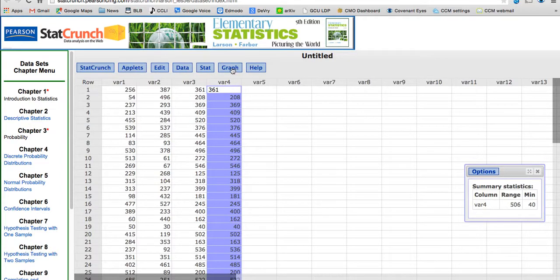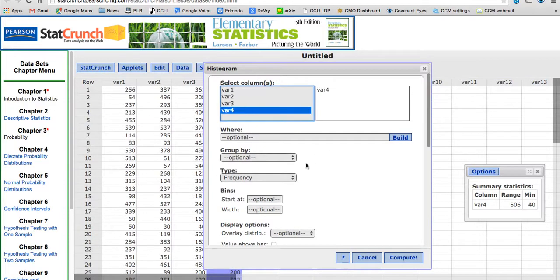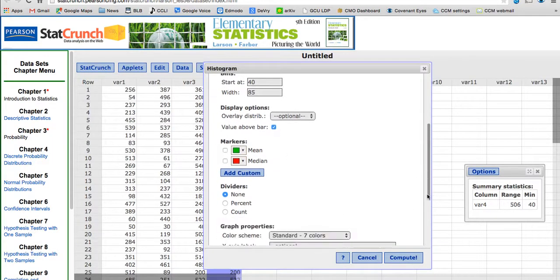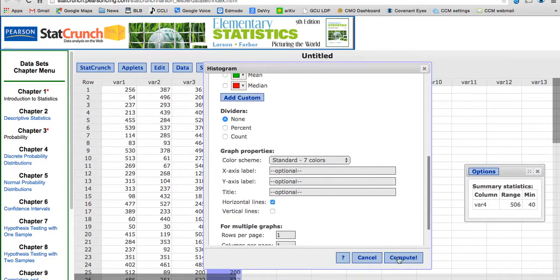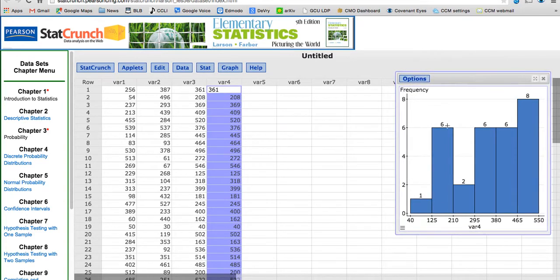And so when we go to graph, you can use a histogram to sort of cheat your way to the frequency distribution. So the variable 4 is a column we want. We're going to do a frequency. We're going to start at the minimum value. The width of the class is going to be 85. Now, in order to make this work out for us, we've got to put the value above the bar. You can hover, but it's more irritating to do that. So hit compute, and we get this histogram.